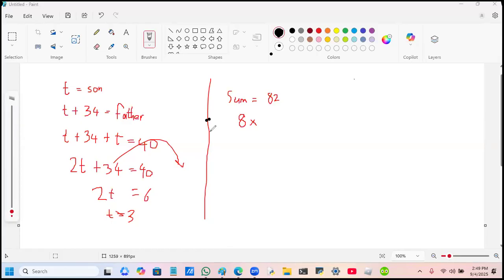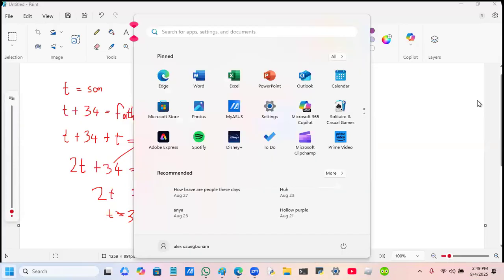So I should add the 42 to 82 6 times. No, add 48 to 82. Okay. Yes. 8 times 6 equals.